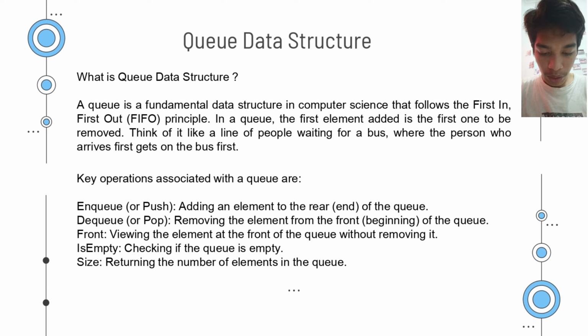Enqueue or push: adding an element to the rear end of the queue. Dequeue or pop: removing the element from the front, the beginning of the queue. Is empty: checking if the queue is empty. Size: returning the number of elements in the queue. So guys, this is about the operations of queue.